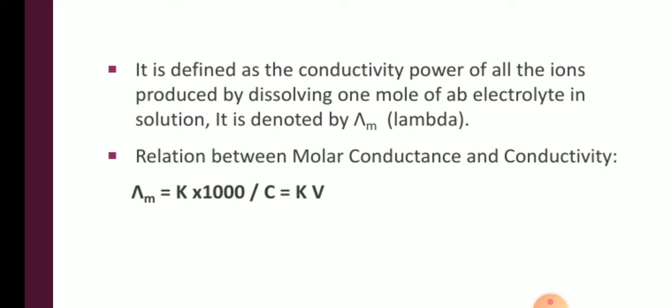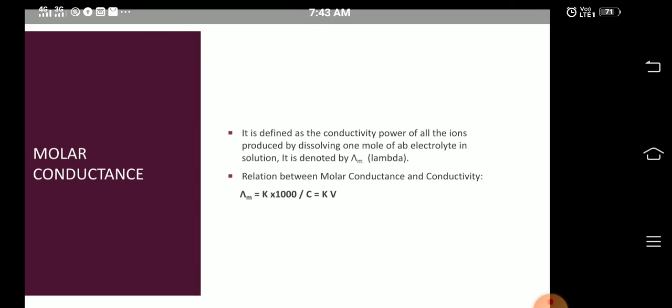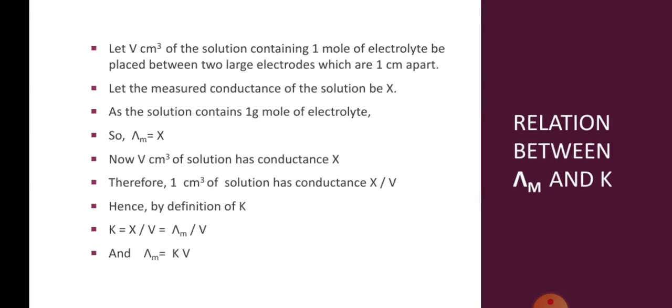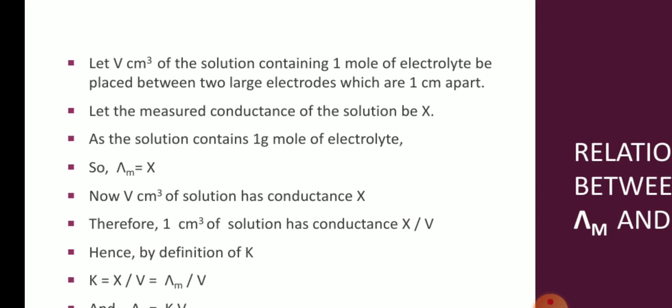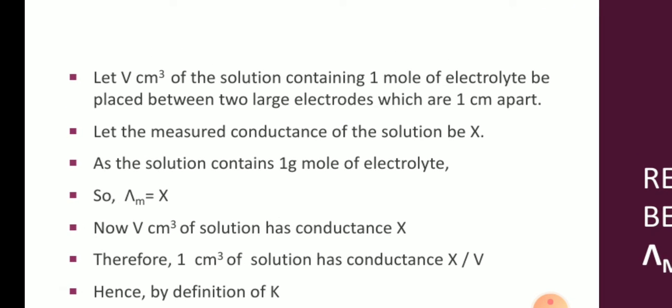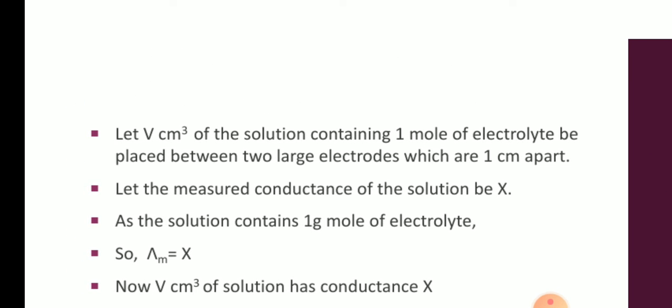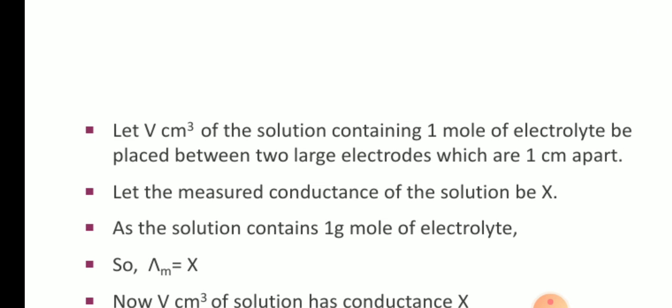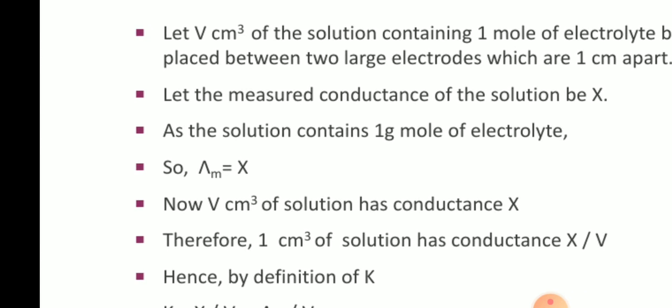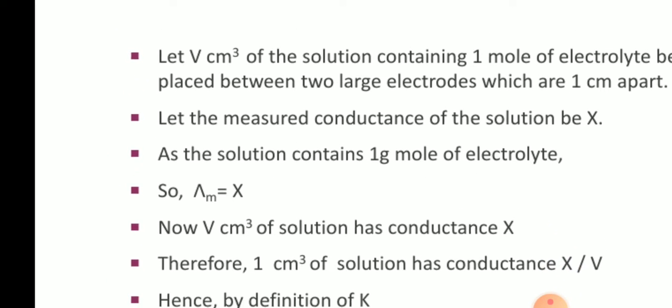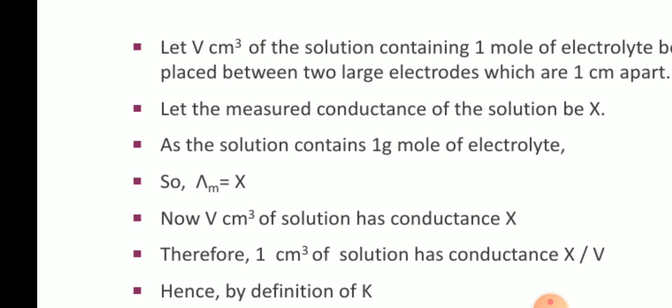So where has this relation come from, that is, lambda m is equal to K multiplied by V? We can see it like this. Suppose V centimeter cube of the solution containing 1 mole of electrolyte is placed between two large electrodes which are 1 cm apart. Let the measured conductance of the solution be X. As the solution contains 1 gram mole of electrolyte, lambda m will be equal to X here.